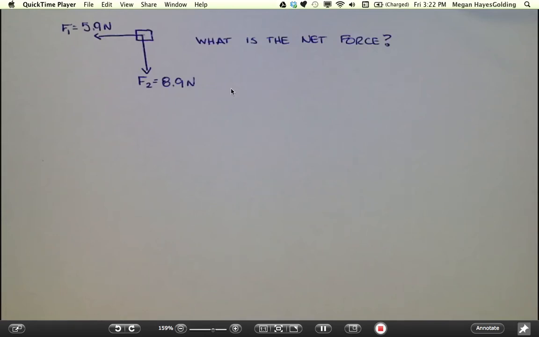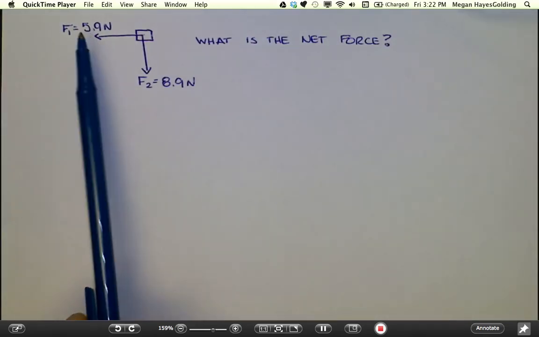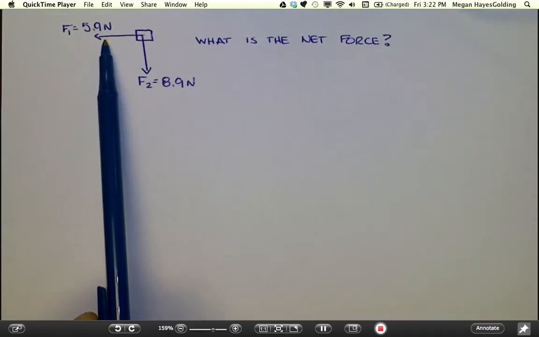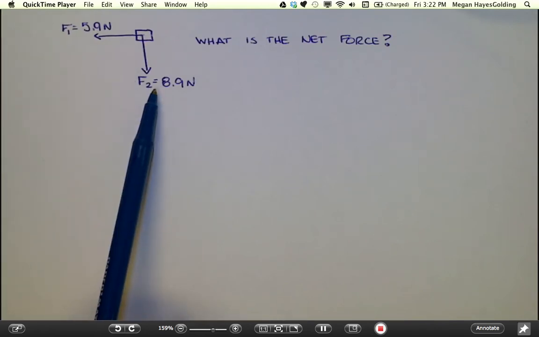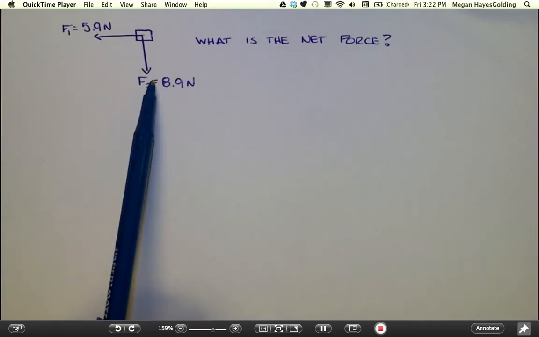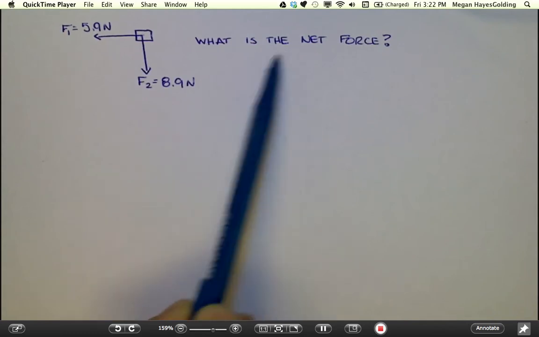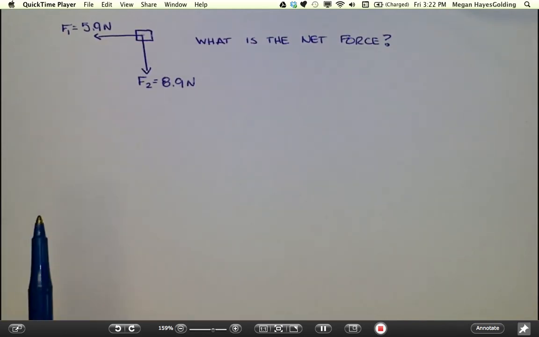Earlier this week, a student asked me about this question. You are pushing on an object with a force of 5.9 newtons at an angle of 180 degrees. Your friend pushes on the same object with a force of 8.9 newtons at an angle of 270 degrees. So here's a free body diagram. The question is, what's the net force? We're going to want to know the magnitude and direction of the net force.